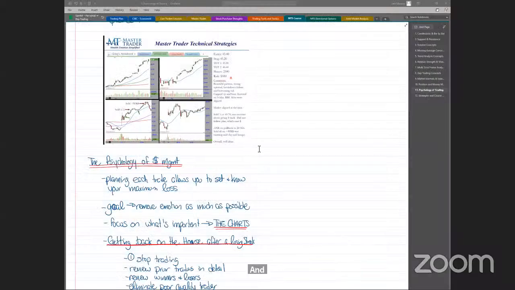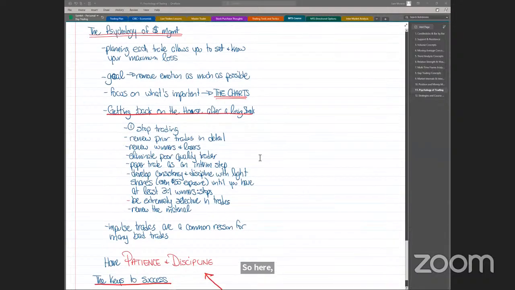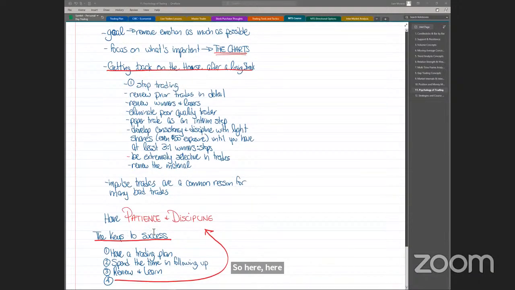These are notes from chapter 11, psychology of trading. I know you mention it at times. It's funny in that it's in the course. This is in the swing trading course, right? This is the MTS, the big course.